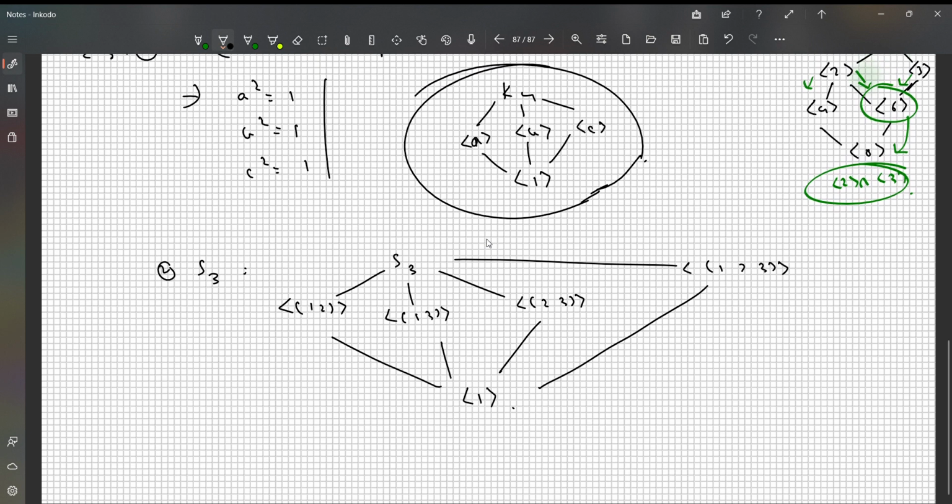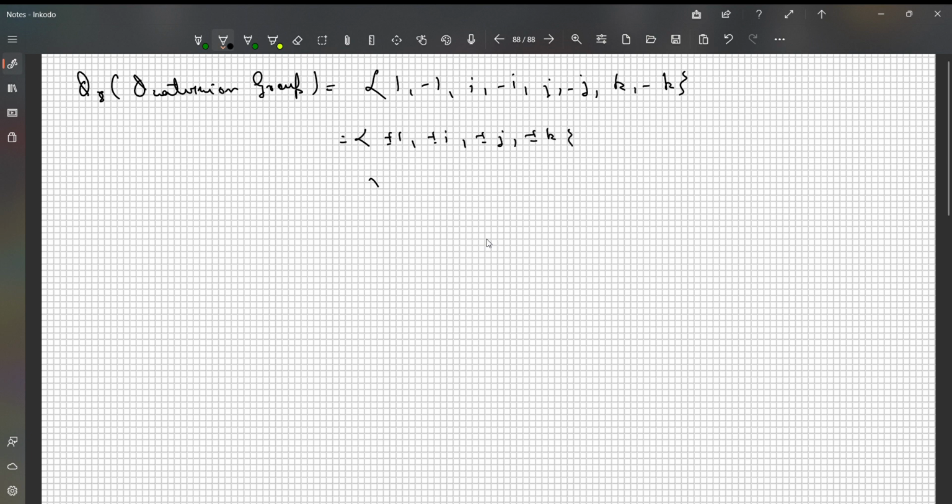Okay. Then the other important one is the Q8. Q8 is a very important example because every subgroup of it is cyclic. In fact, we can say that every subgroup of it is abelian, but Q8 is itself not abelian. So it is the quaternion group. It consists of the elements 1, minus 1, i, minus i, j, minus j, and k, minus k. Another compact way of writing it is plus minus 1, plus minus i, plus minus j, and plus minus k.